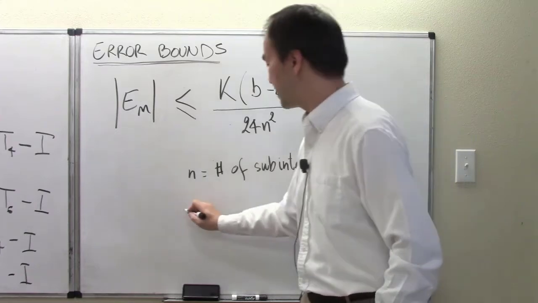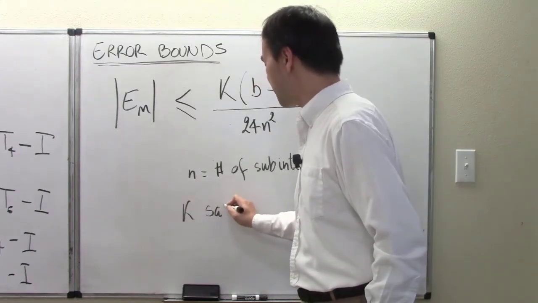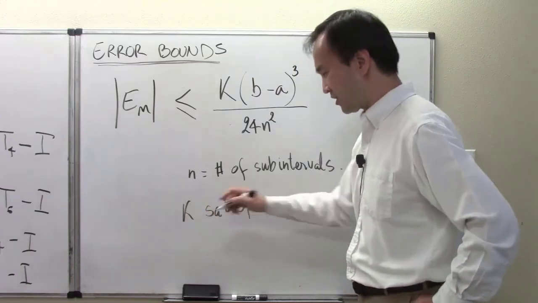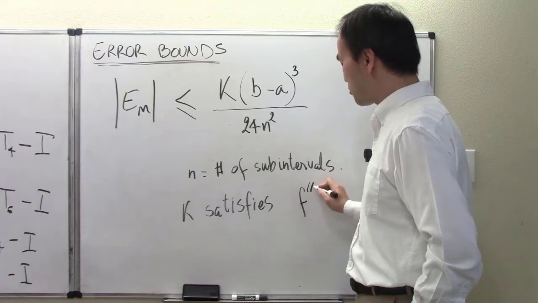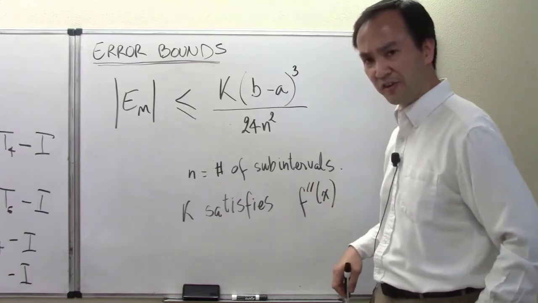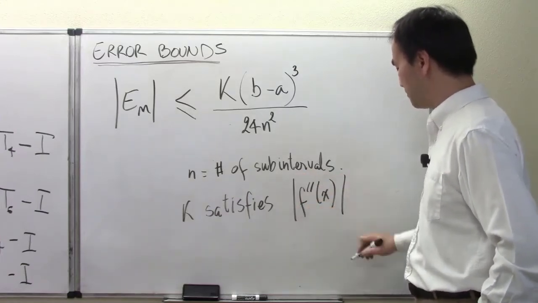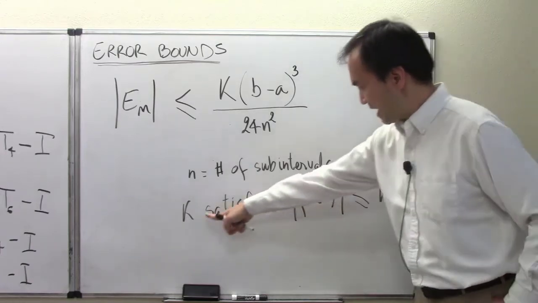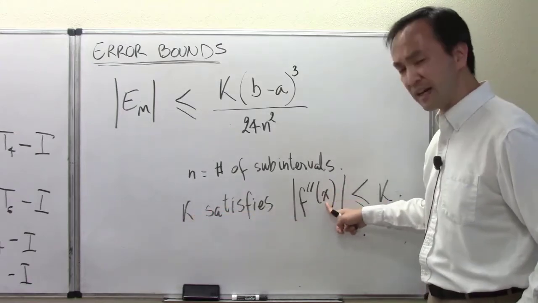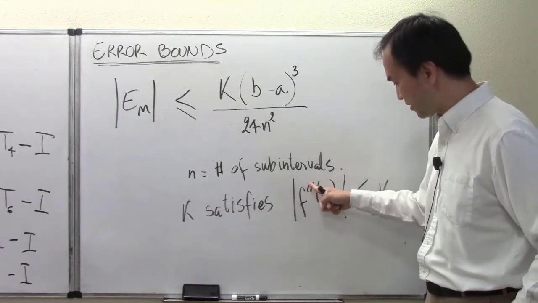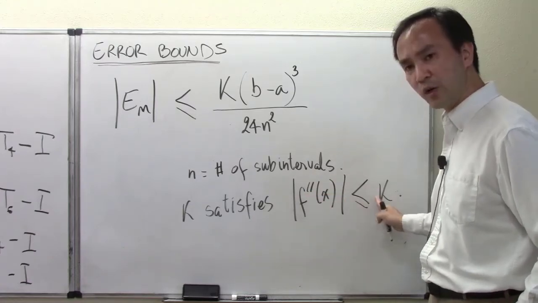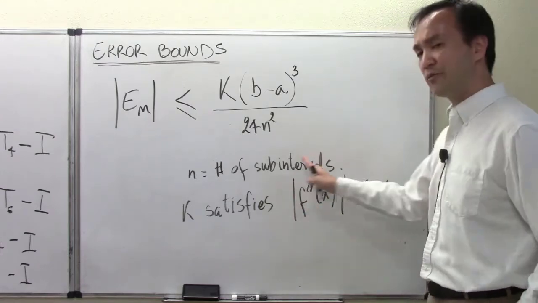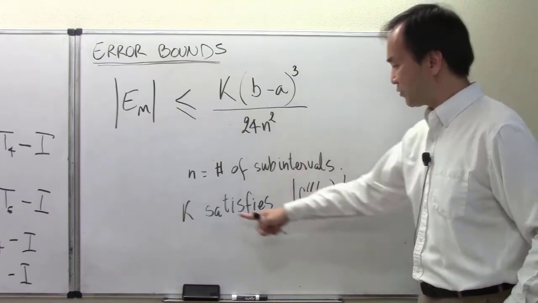Okay, and K is the value that satisfies, K must be a constant that satisfies, f double prime, the second derivative of your current function, in absolute value less than or equal to K. So K here is a constant such that at any x value, your f double prime in absolute value must be less than or equal to K. Okay, and when we actually get into some problems, I will show you how we can recognize that K right there. So that's the meaning of the K value.